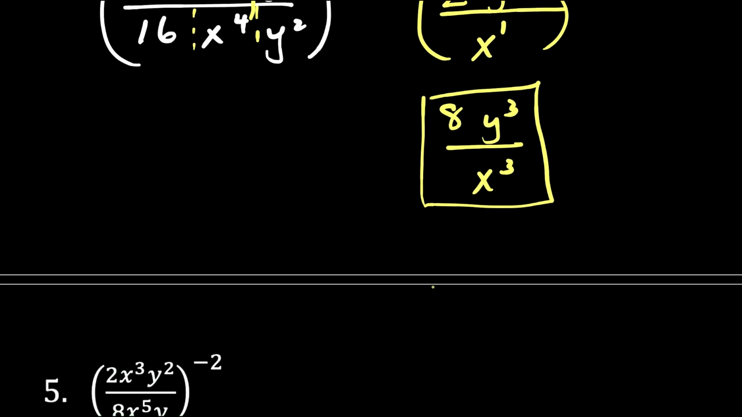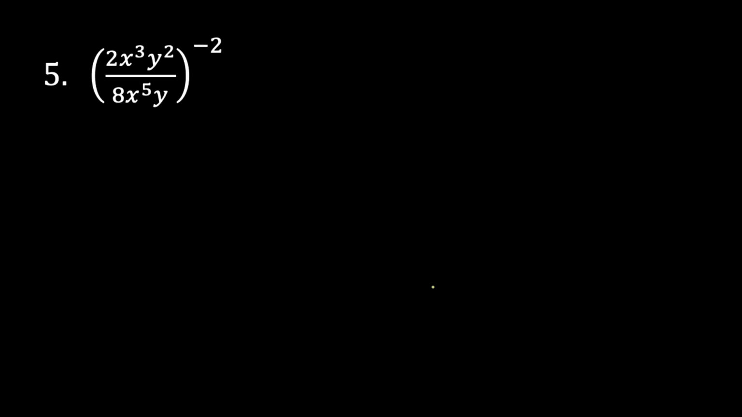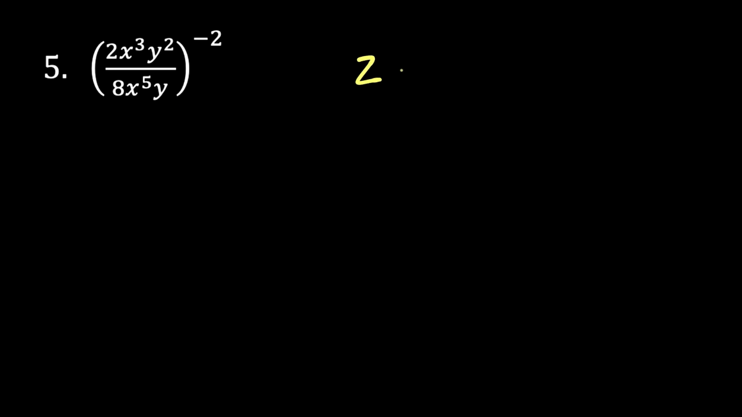Okay, moving on to our next problem. So here you can notice there's a negative exponent outside the parentheses. We'll deal with that at the end. We have a little trick for that. Again, we're going to start on the inside. So we have 2x to the third y squared over 8x to the fifth y.